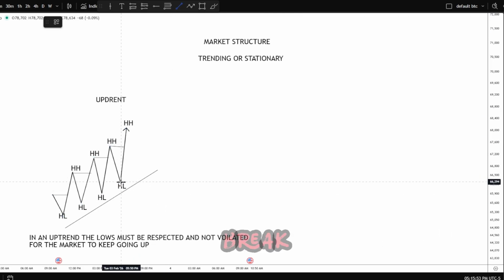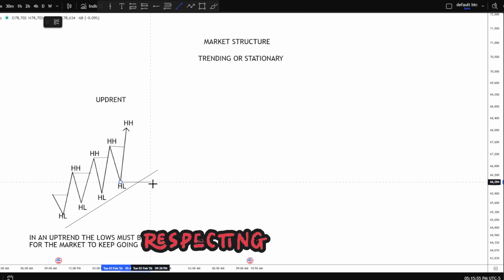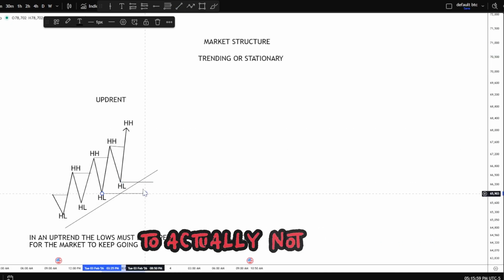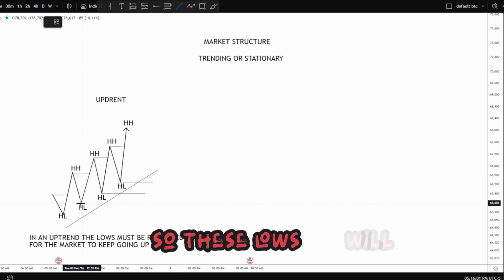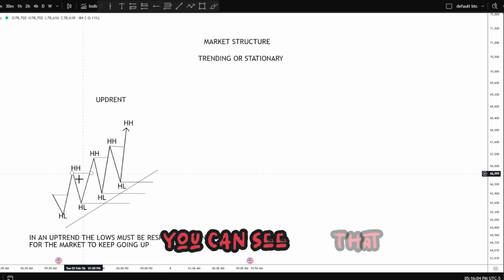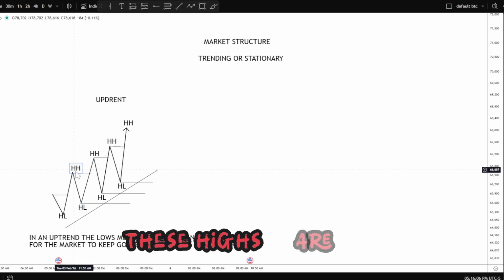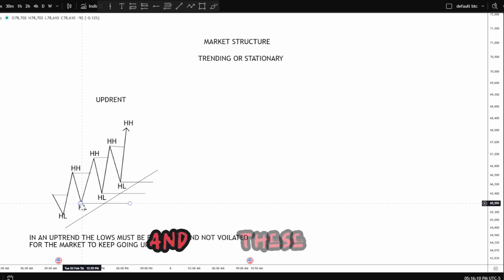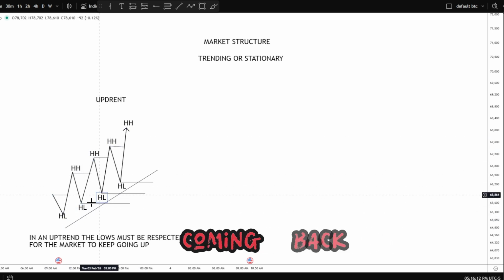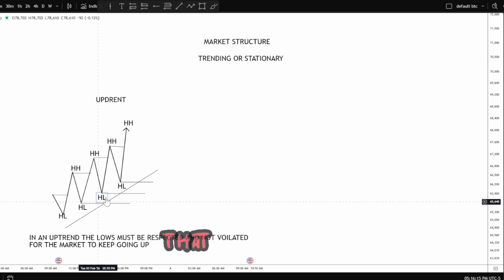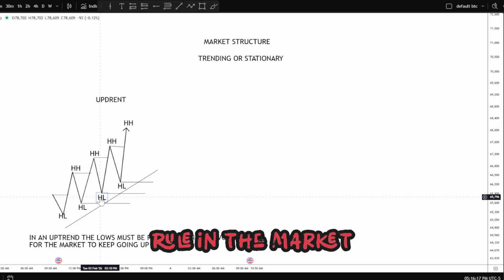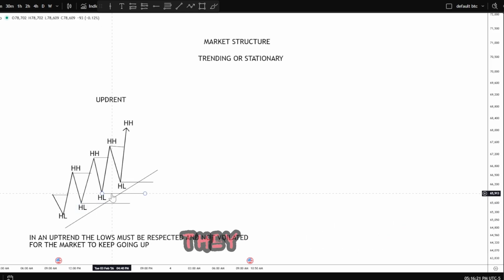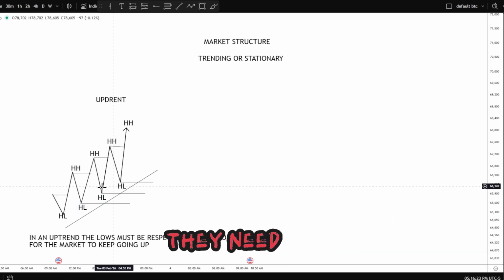The market will not break this low. The market will be respecting this low. It's very, very important and crucial for the market to not touch this low. So these lows will be respected. You can see that if the market is trending up, these highs are going to be violated. You see, the market is taking them up, and these lows are protected. When the market is coming back, it's not going to get to them. That is an unwritten rule in the market. When the market is in an uptrend, these lows must be protected. They don't need to be violated. They need to be protected.